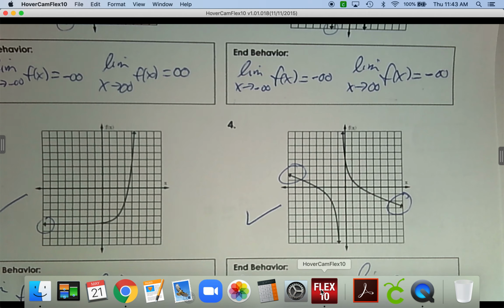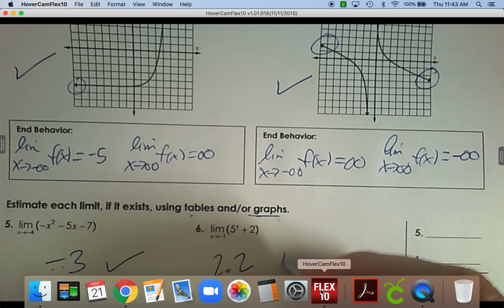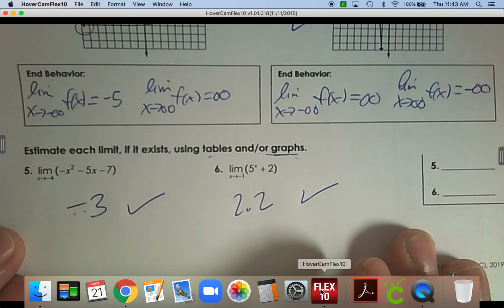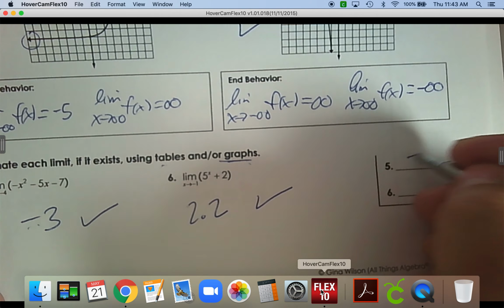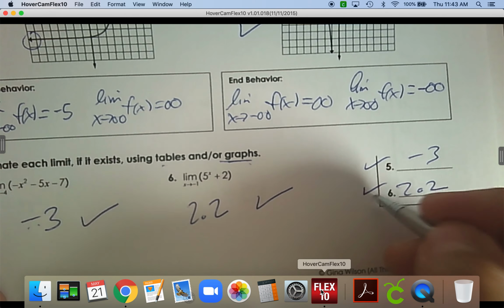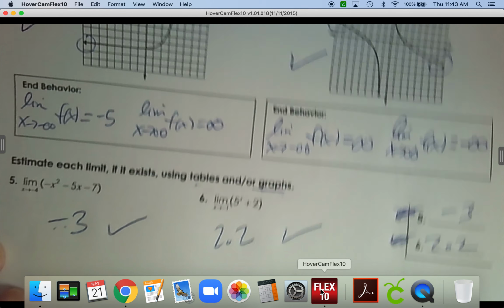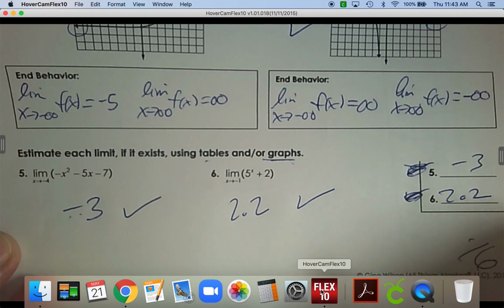So here we are so far. Give yourself a check mark that you did number 5 correctly. Give yourself a check mark that you did number 6 correctly. You could also put the answers here and that you did them both correctly. So far out of 6, you can write down how many you did right. I'm sure it's 6 out of 6. Turn the page.